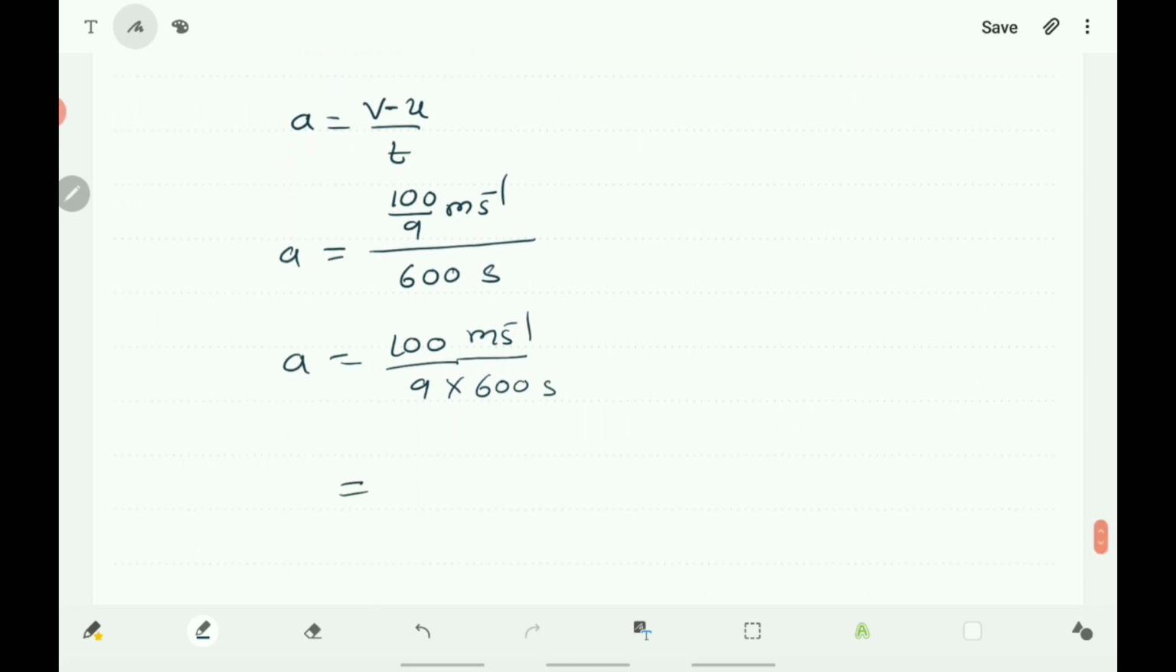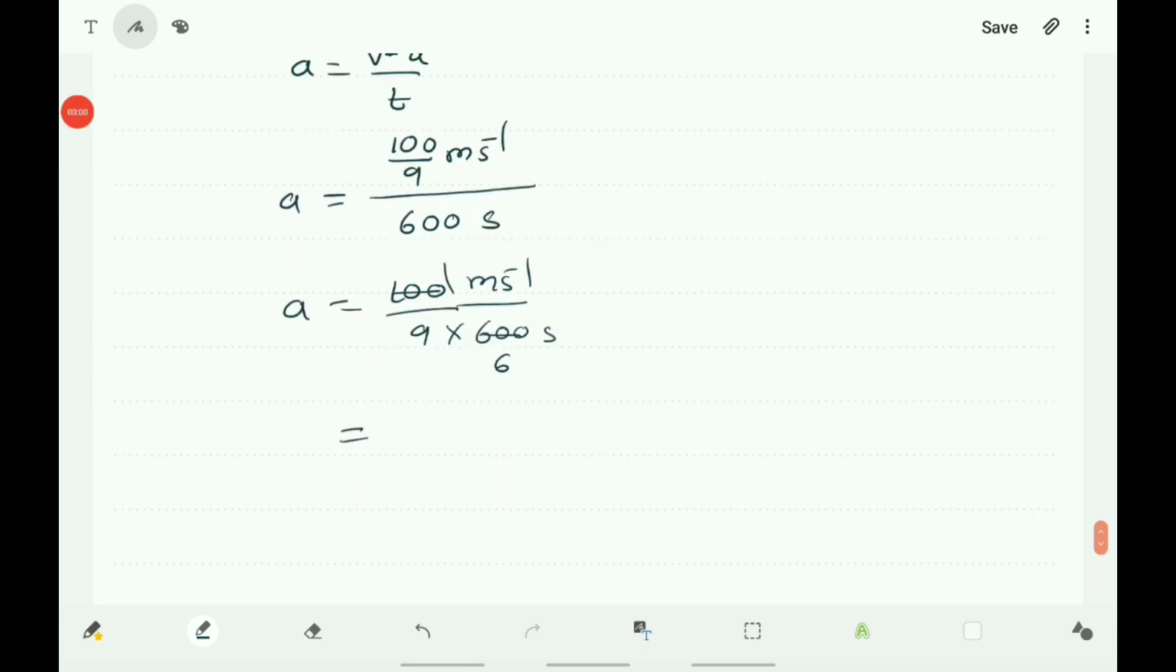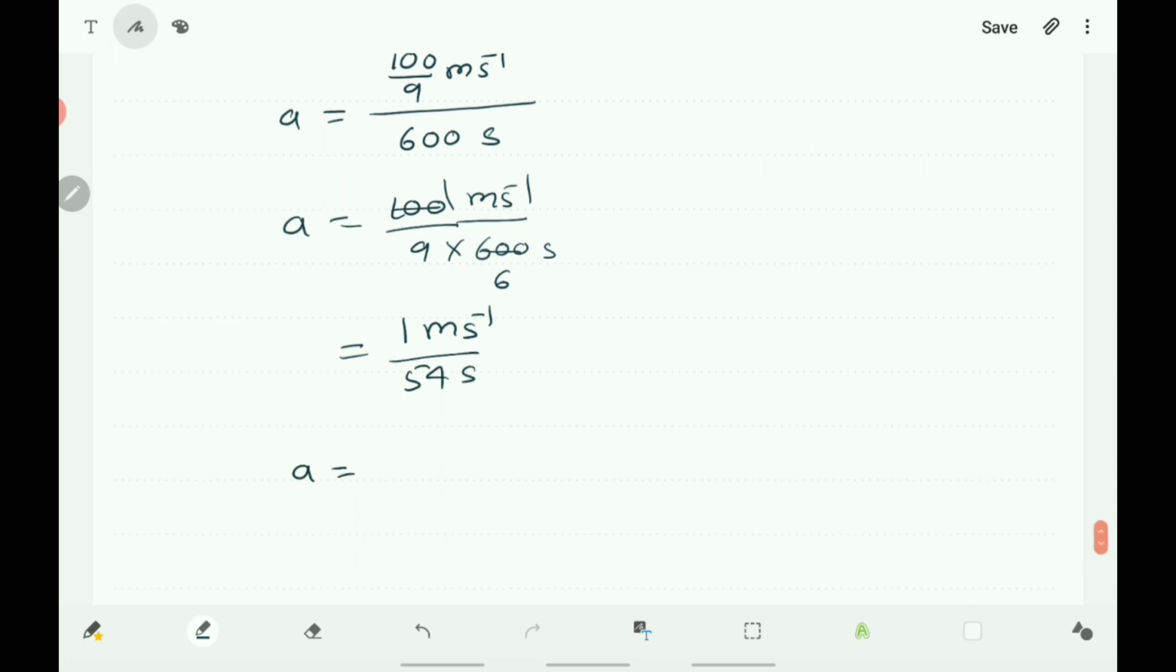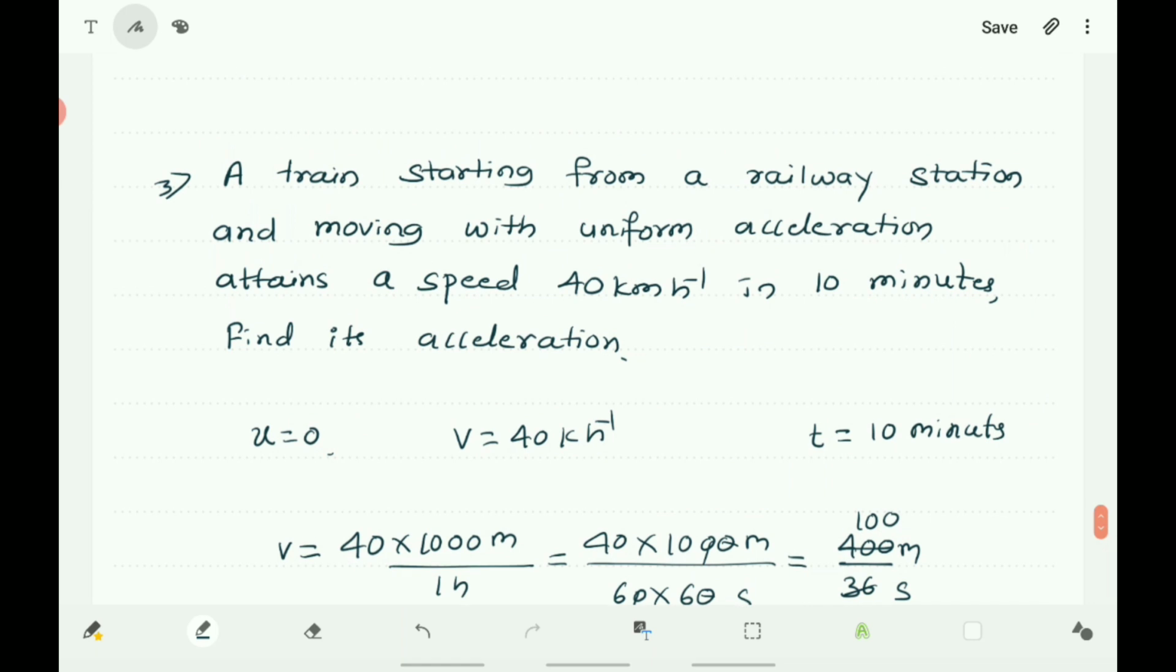Then 100 ones are 100, 6 are, that is 1 m s to the power of minus 1 by 9 sixes are 54 seconds. So a equals 1 by 54 m s to the power of minus 2, that is acceleration is 1 by 54 m s to the power of minus 2. That is the acceleration of the train when it starts from a railway station.